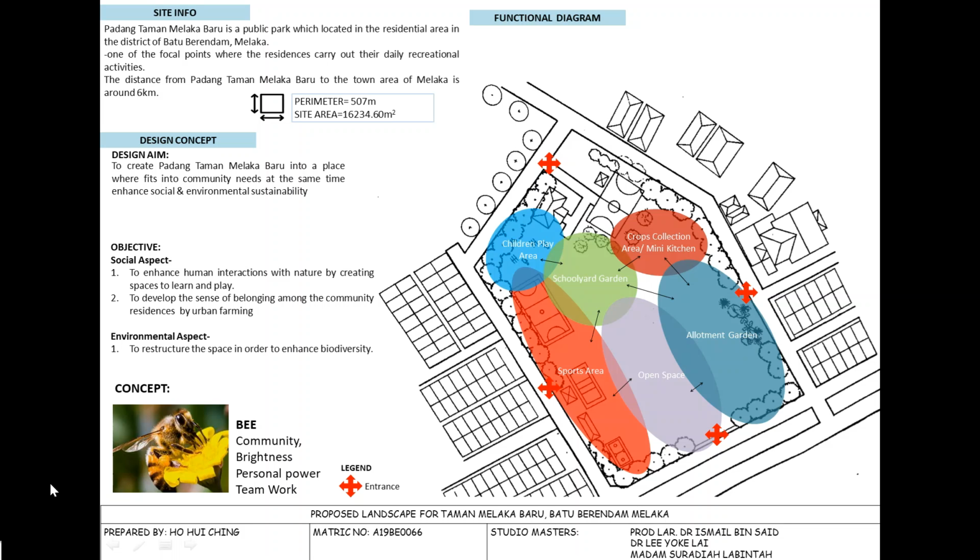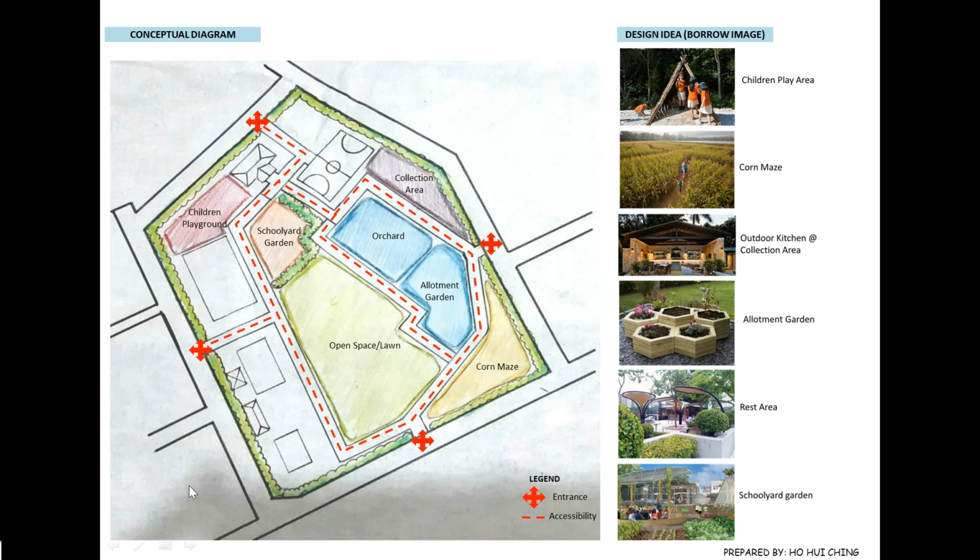Alright, and then for the right part, here is my initial functional diagram, where I plan to separate these spaces into different areas with different functional purposes. Then we move on to the next slide. After going through the functional diagram, here comes the conceptual diagram, where a more detailed circulation in this area is developed, as well as spatial array division. Here are some of my design ideas which I found online. Then we move on to the next slide.